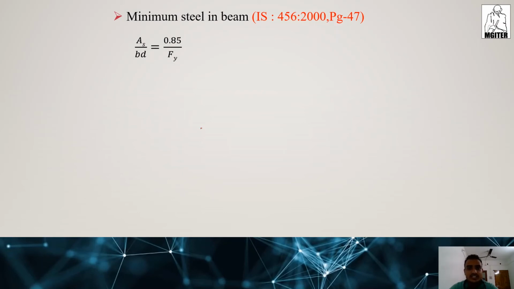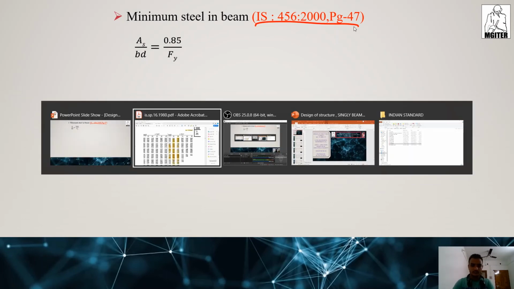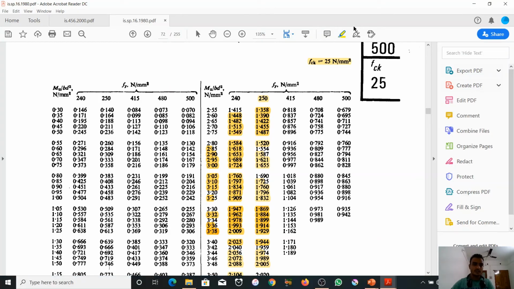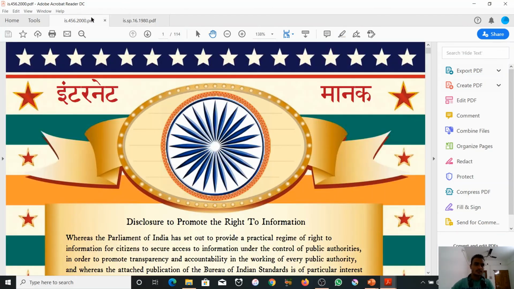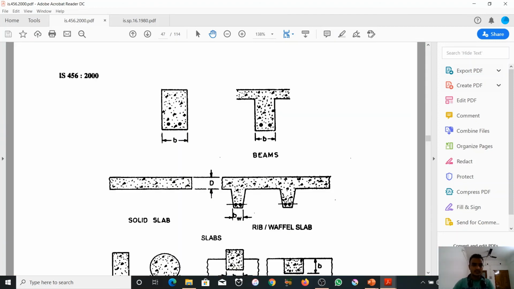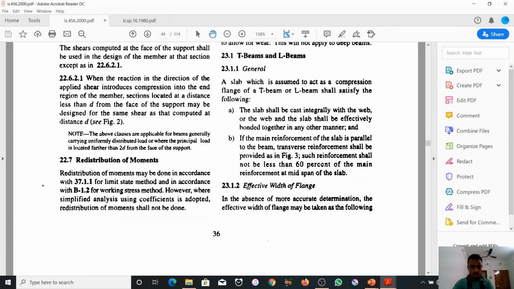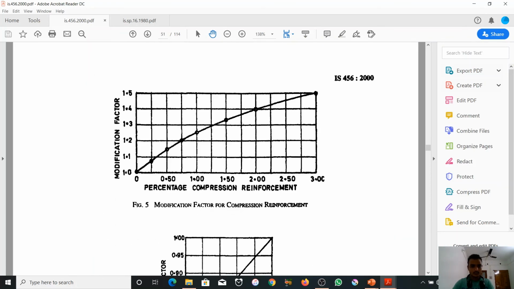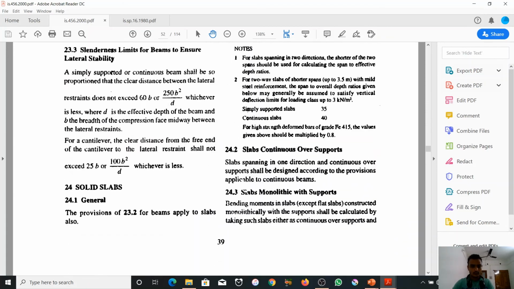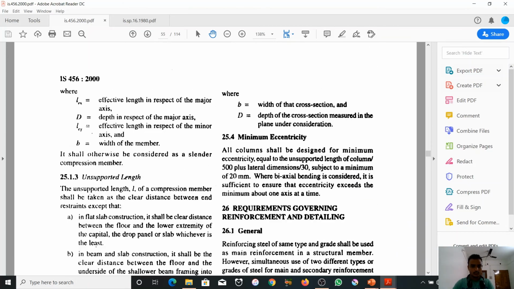For minimum steel in the beam, we have IS 456:2000, page number 47. Here is IS 456:2000, page number 47.